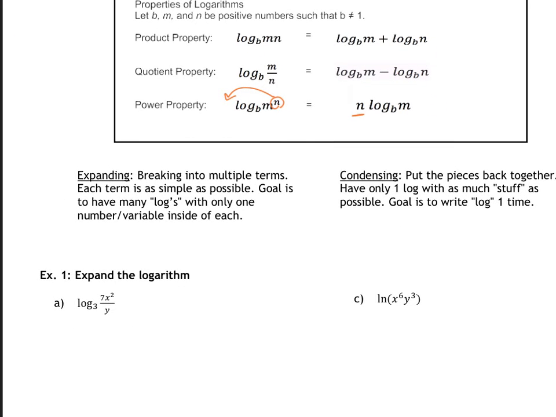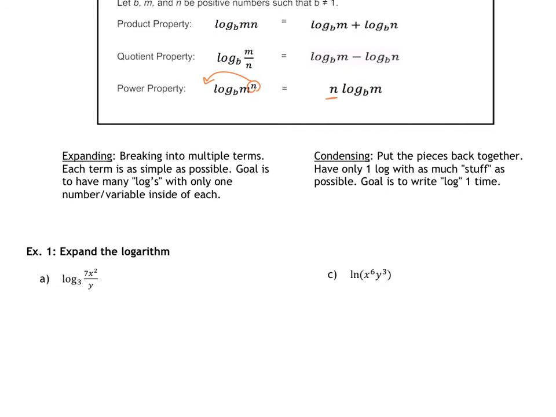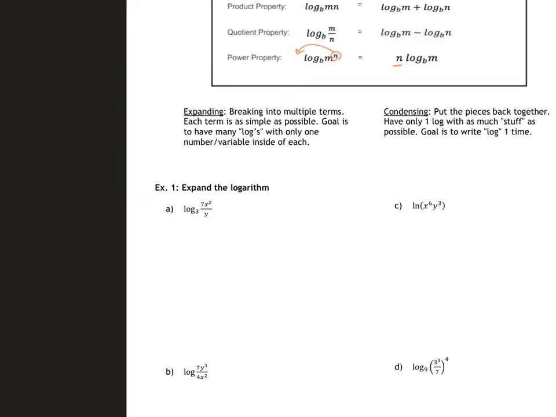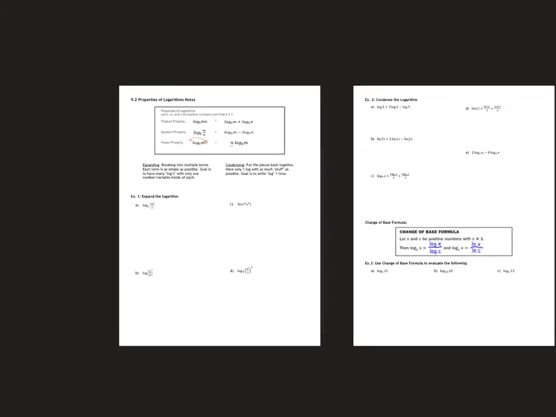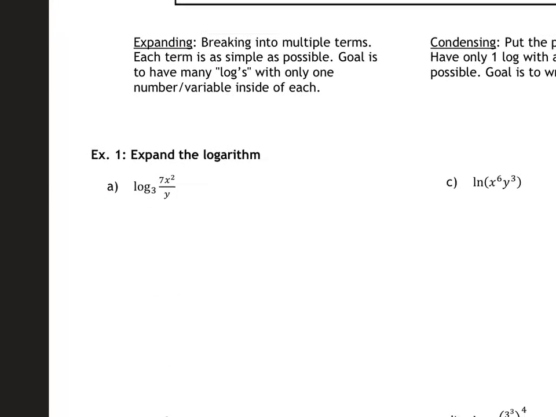So expanding, we're going to be breaking into multiple terms. Each term is going to be as simple as possible. So the goal for this is to have as many logs with only one number and variable inside of each of them. Condensing, we're going to put the pieces back together. The goal is to only have one log with as much stuff as possible in there. So let's look at a few of these and we'll go from there.